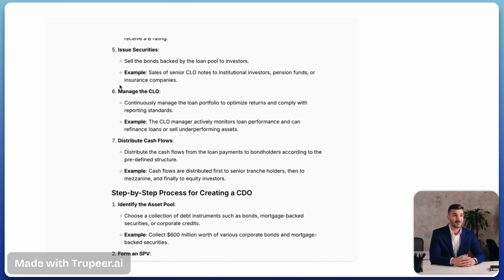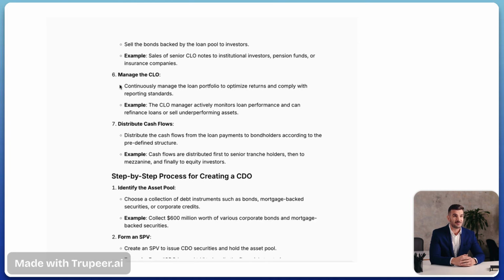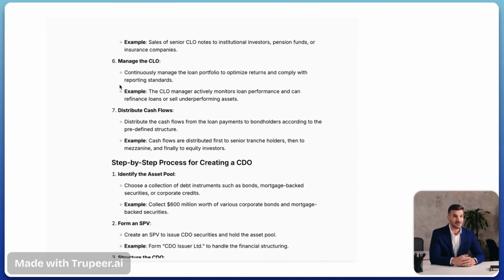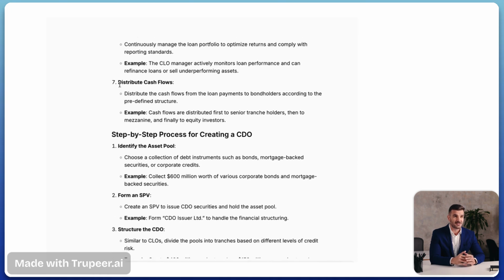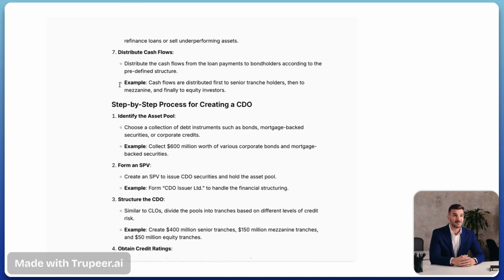The following step involves managing the CLO. Ongoing management of the portfolio is crucial for optimizing returns while complying with reporting standards. After that, it's time to distribute the cash flows. Cash flows from the loan payments are distributed to bondholders according to the predefined structure. For example, distributions are made first to senior tranche holders, then mezzanine, and finally equity investors. This sums up the CLO process.